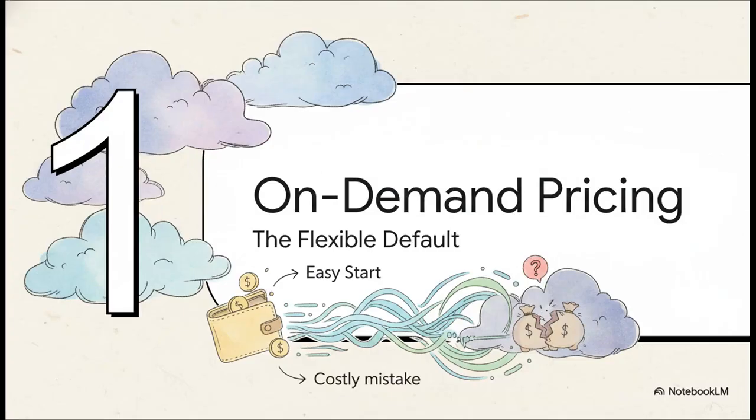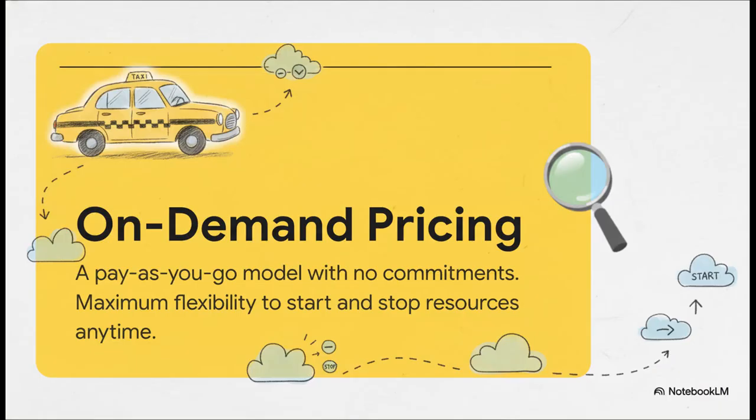First up, let's talk about on-demand pricing. This is the simple, flexible default. It's where most people start, and frankly, it's where a lot of people make a big mistake by just stopping there. So what is it? It's pure pay-as-you-go. You get total flexibility. You can start things, you can stop things, whenever you want, no strings attached. Think of it like hailing a taxi on the street. It's super convenient, it's right there when you need it, but you're paying the absolute highest rate for that convenience.